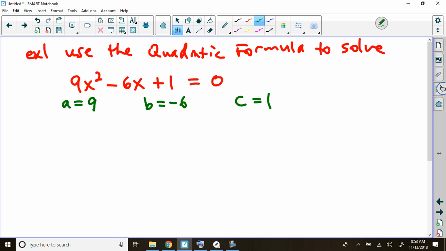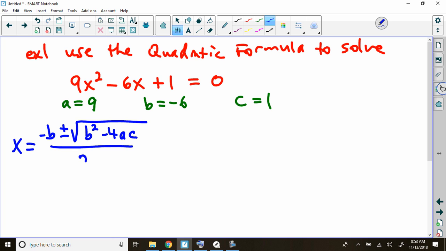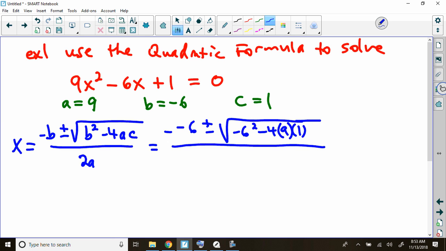Quadratic formula says x is equal to the opposite of b plus or minus the square root of whatever b is squared minus 4 times a times c. All that's over 2a. So making some substitutions, we're going to have minus 6 plus or minus the square root of minus 6 squared minus 4 times 9 times 1, and that's all over 2 times 9.